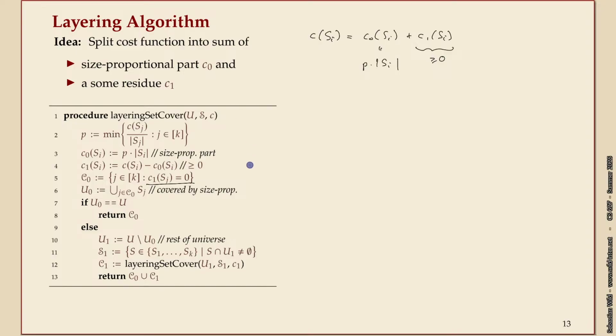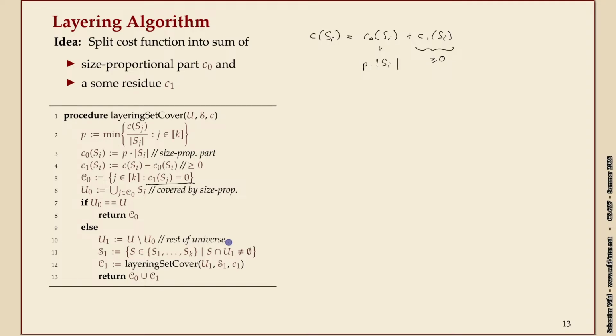Then we still might have to continue. So we look at all the elements in the universe that we get from the sets that we just picked, all the elements with the size proportional part. If that happens to be all elements, we're happy and we just return that solution. And otherwise, we can reduce the instance a bit. We can get rid of all the elements that we've already covered. We don't need to pay for those again. And we can reduce our attention to all the sets that have any elements left in this remaining set.